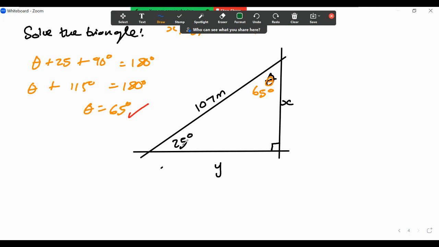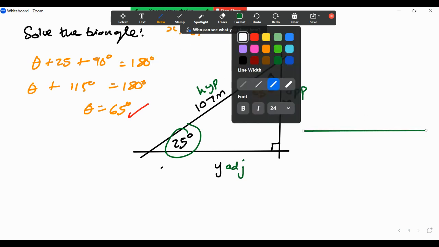Now, if this is 25 degrees, I could start from 65 and get y or x. I could use 25 and get y and x. But if I got 65 incorrect, I could rather rely on 25. Let's start by labeling the sides. I've got hypotenuse. And if I'm positioned over here, this is going to be 25 degrees. And this is going to be my adjacent. And this will be my opposite. Let's do two calculations to get each of those. All right, calculation number one.